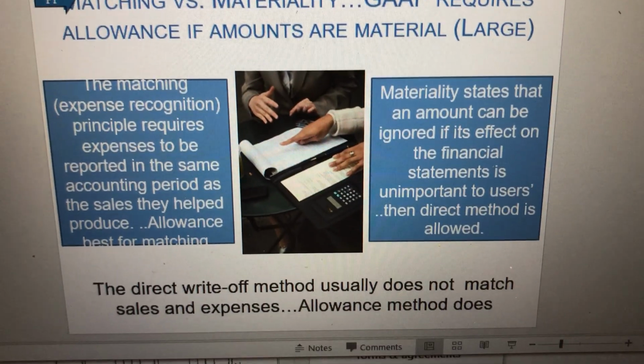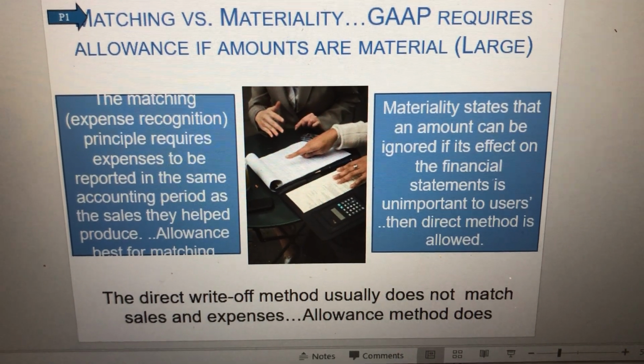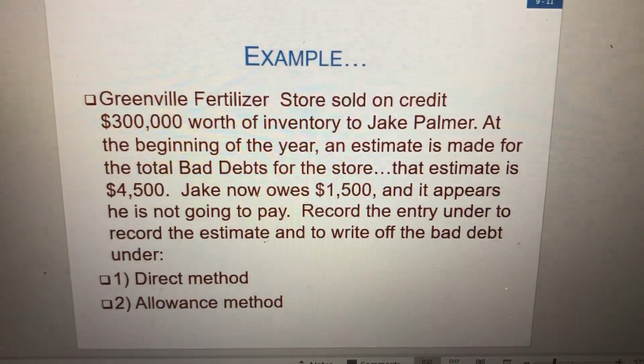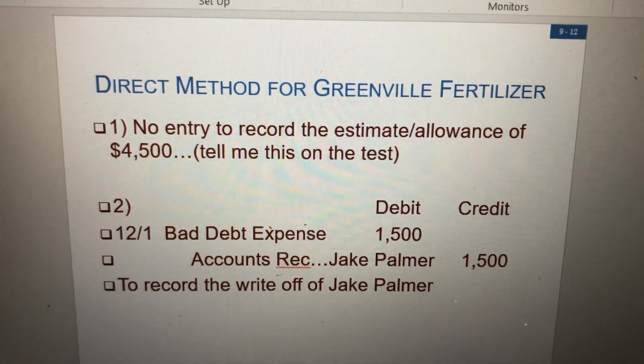Okay. Direct write-off does not match sales and expenses. It doesn't follow the matching principle. This is the example we just did. Okay. Here are the journal entries.